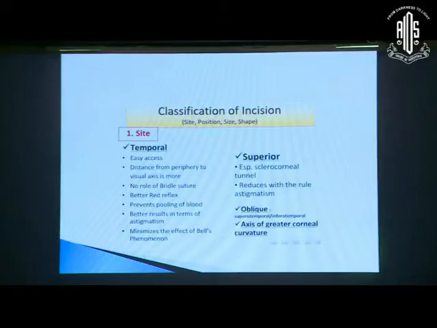The temporal incision is favored because of ease of access, because the distance from the periphery to the visual axis is more. There is no role for the bridle suture, there is better red reflex, it prevents pooling of blood, gives better results in terms of astigmatism, and minimizes the effect of Bell's phenomenon. But there is a role for the superior incision also, especially for those who will progress from SICS to phaco, because you are well conversant with the scleral incision in SICS. That can be a very good tool for beginners, a superior scleral incision, I mean.